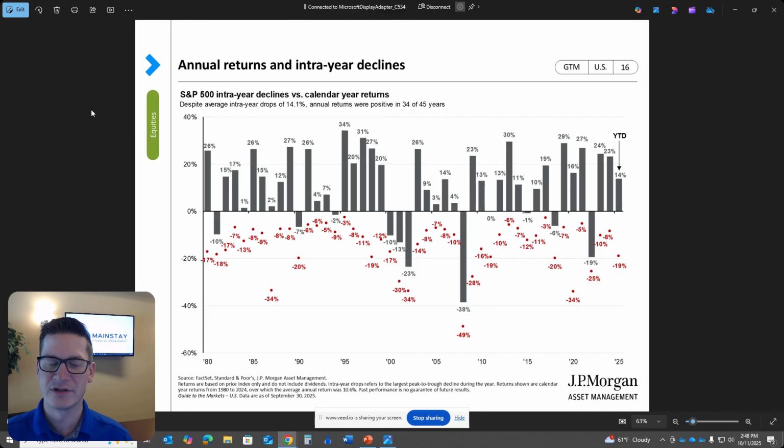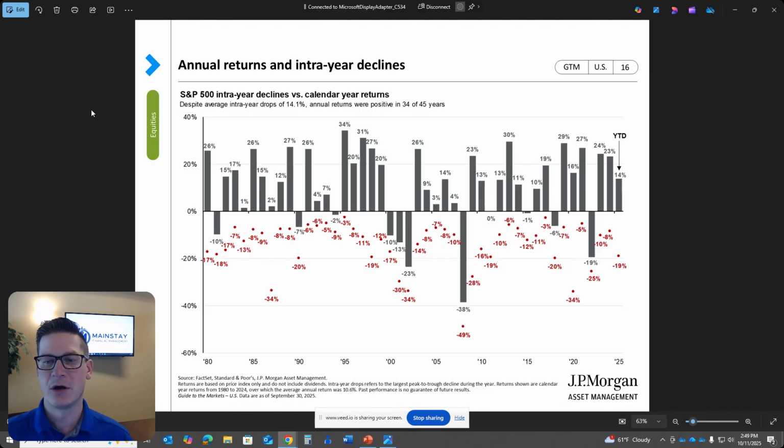49%. Obviously, we all know what happened in 2008, but you can see the gray bar finished at the end of the year down 38%. Vice versa, if you look at the very next year, 2009, we had a top to bottom decline of negative 28%. But in 2009, the market actually returned a total return of positive 23%.